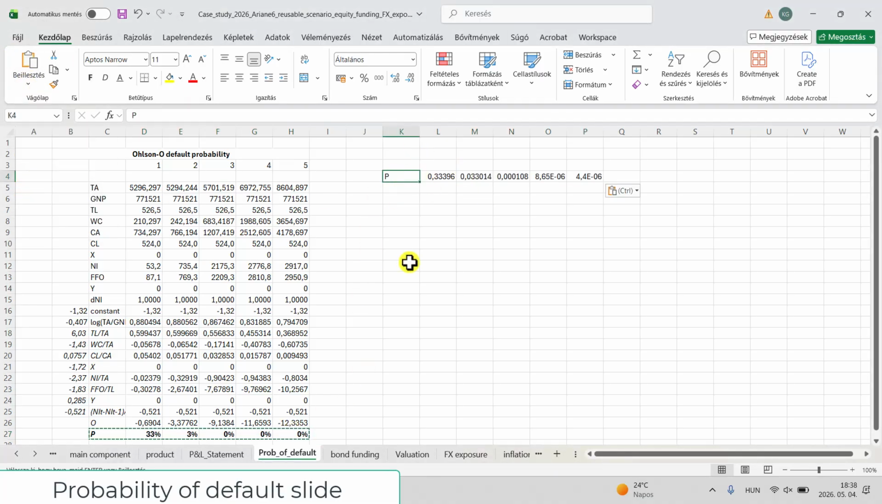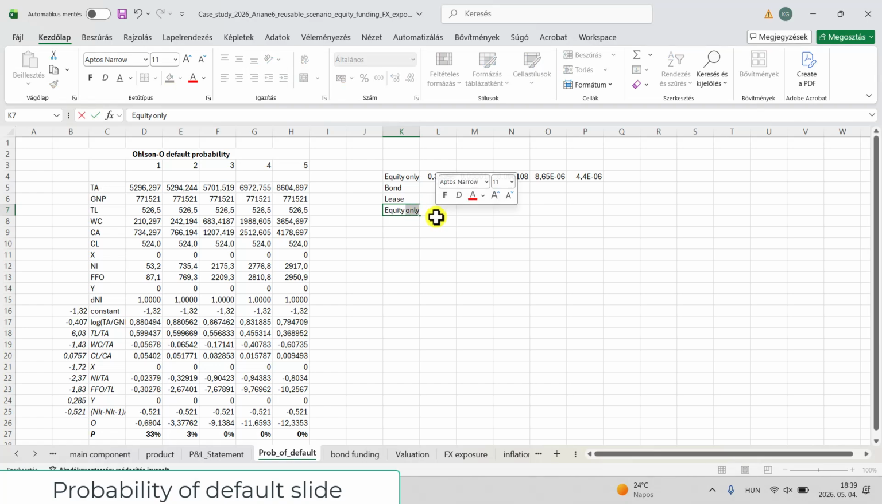And we can copy you. We can say that, okay, right now everybody's probable. So let's have equity. Only we have bond, we have lease, and also we can have equity and total hedge. We can play the game at the end of the day.